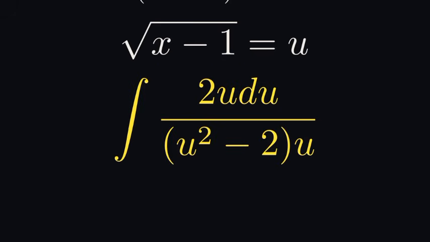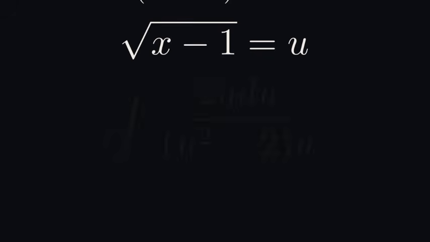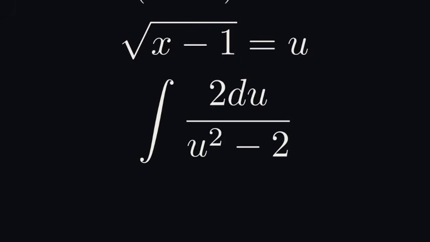Notice that we have a factor of u in both the numerator and the denominator. Since our domain requires x greater than 1, u equals the square root of x minus 1 must be strictly positive, so u is not 0 and we can cancel these terms. After cancellation, the integral simplifies to 2 du over u squared minus 2.